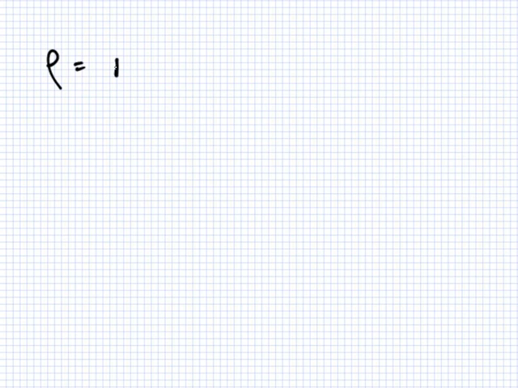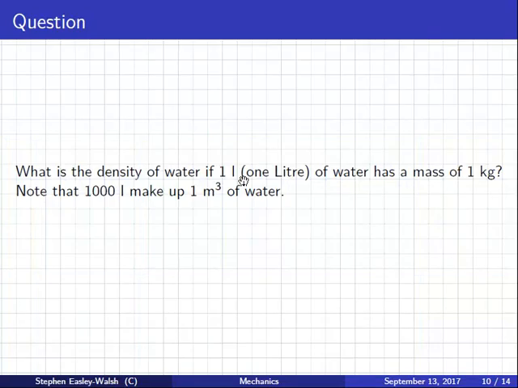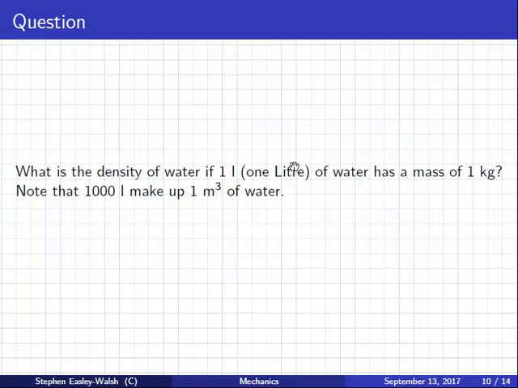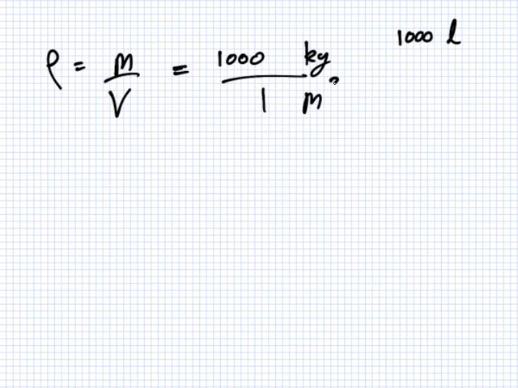is mass over volume. And let's say, for example, we have 1,000 litres. Well, in the question I said 1 litre has a mass of 1 kilogram, so 1,000 litres would be 1,000 kilograms. And what would be the volume? Well, I also tell you that 1,000 litres is 1 metre cubed. Yeah, so this will be 1,000 kilograms per metre cubed. That's the answer here.